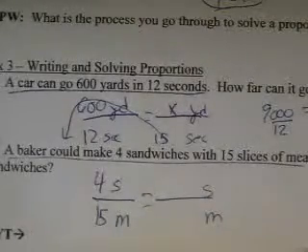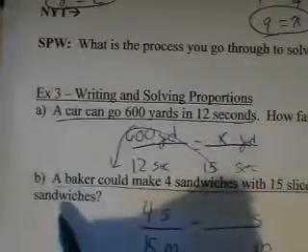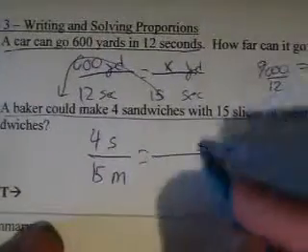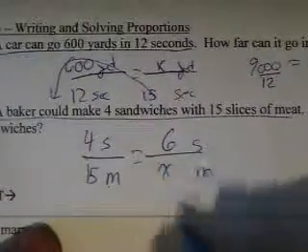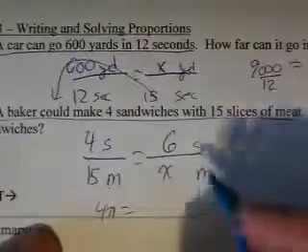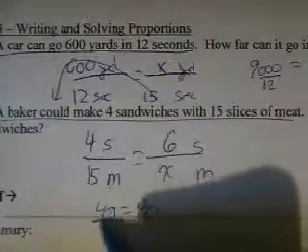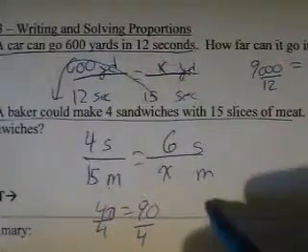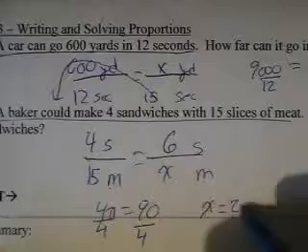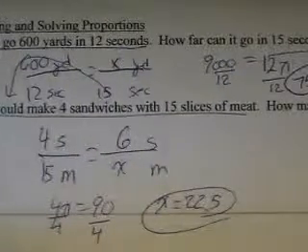So I read the second sentence now. It says, how many slices would be needed for 6 sandwiches? 6 sandwiches. That means your variable goes down here. You cross multiply. You get a 4x. You get a 90. And then to get the variable by itself, you divide both sides by the number next to the variable, and x equals 22.5. That is cross multiply.